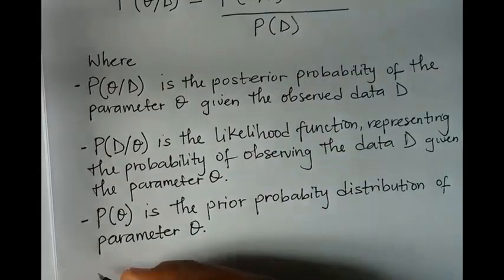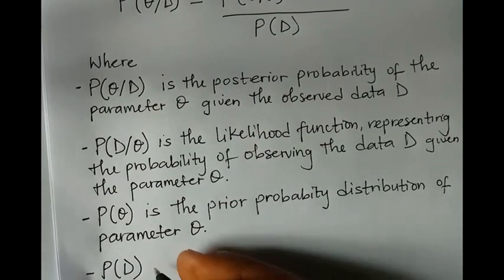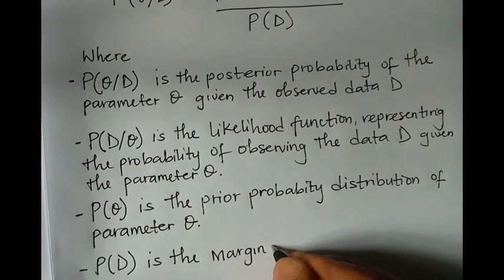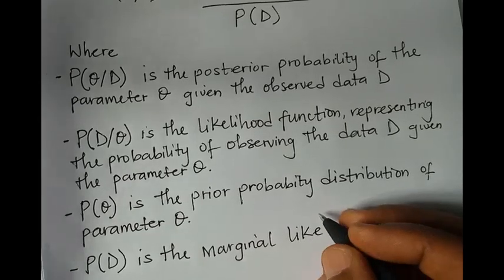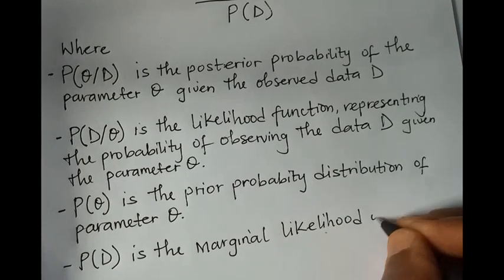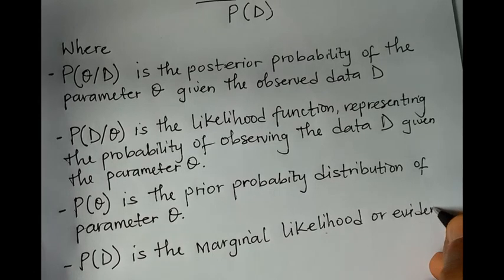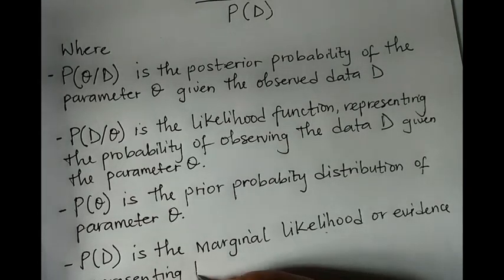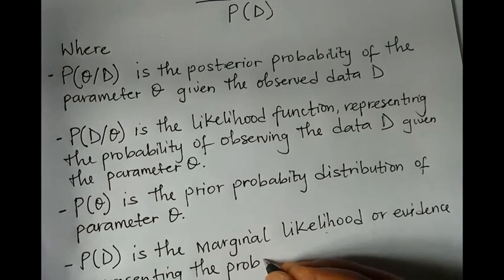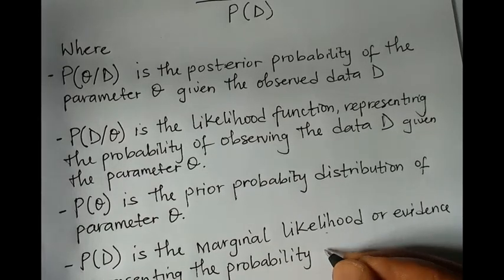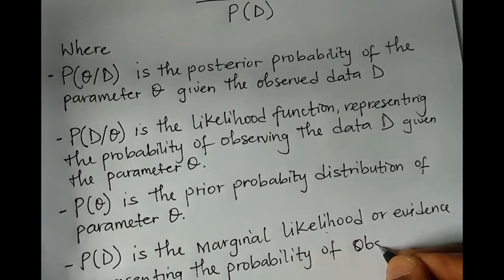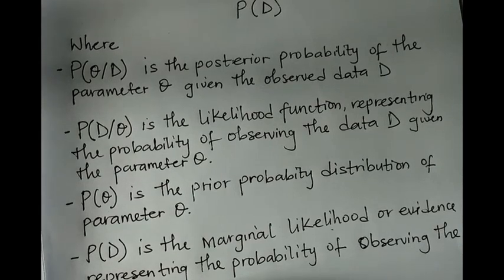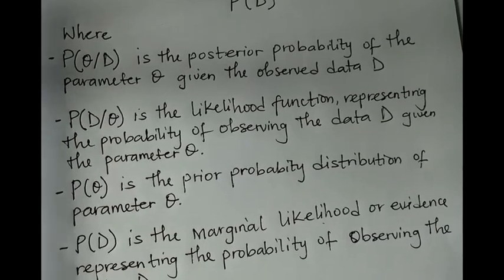Why this D, the probability of this is the marginal, I'll explain all of this, is the marginal likelihood or evidence representing the probability of observing the data D.